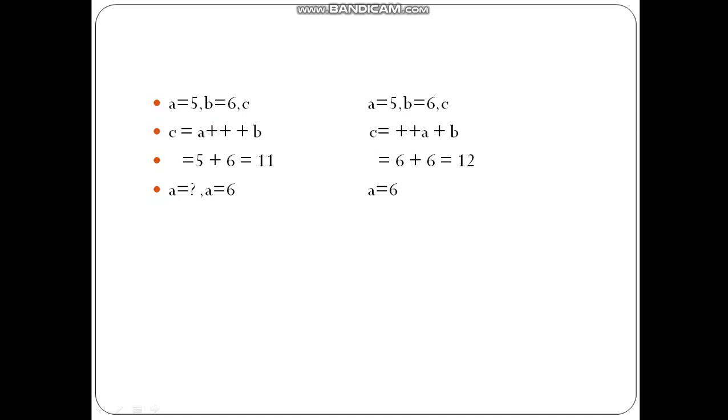Similarly, you see this one here. The original value of a is 5, b is 6 and c is a variable that we will be using. Now c equal to plus plus a plus b. Here this is prefix. So in prefix we will increment the value and then we will use it in the expression. So originally the value of a was 5, now it is 6. So 6 plus 6 equal to 12. Now what is the new value of a? 6. Got it? In postfix we use the original value and after that we increment, and in prefix we increment and then we use it. So this is the difference between postfix and prefix.